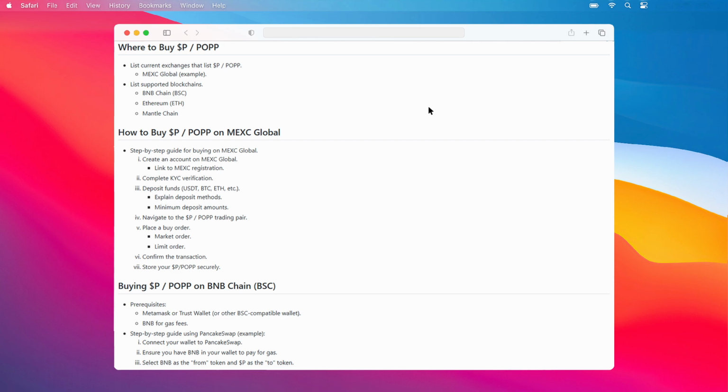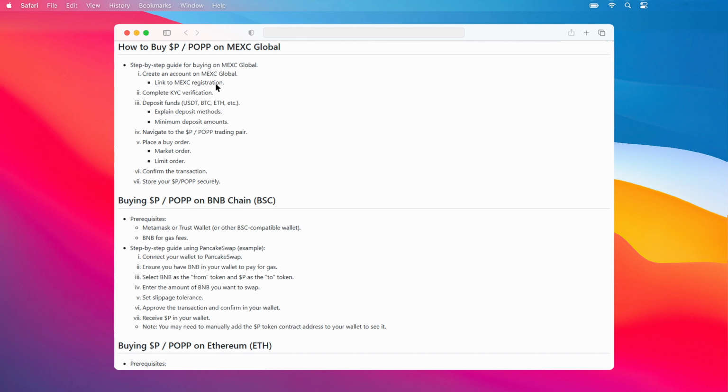amounts required. Navigate to the $P trading pair, and then place a buy order, choosing between a market order for immediate purchase or a limit order at a specific price. Confirm the transaction, and remember to store your $P securely after the purchase.